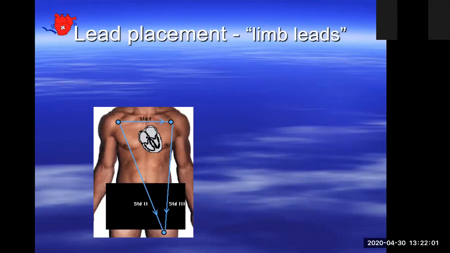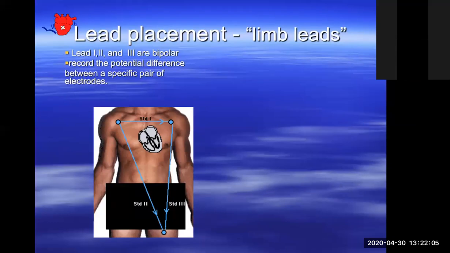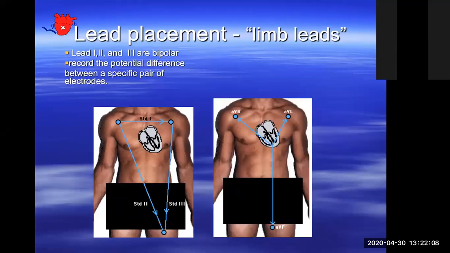So what about the limb leads? The chest leads are unipolar, while leads 1, 2 and 3 are bipolar leads. Bipolar means they have two electrodes measuring potential between them. Lead one is attached to the right arm and left arm. Lead two, right arm and left leg. Lead three, left arm and left leg. It's very important to know this. As I said, the limb leads look at the heart in the vertical plane, compared to the horizontal plane that the chest leads use.